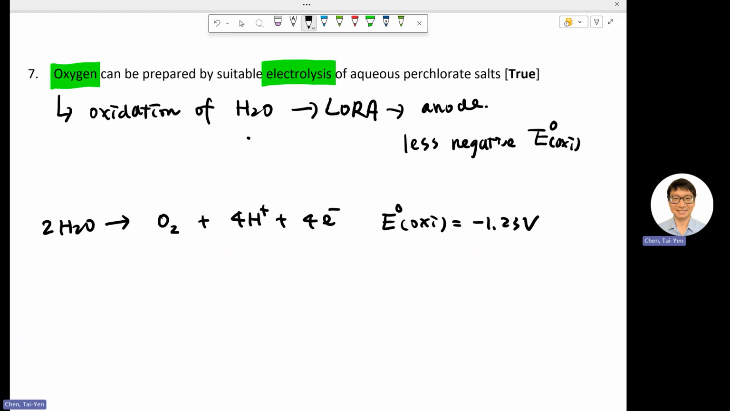Okay, so make sure you memorize the equation, right? The oxidation and reduction of water and its corresponding reduction potential and oxidation potential. It's very useful. Okay. So the first things that you need to consider, right? The other thing you want to consider is what? The anion, right? So what's this? Perchlorate. ClO4 minus. Okay.